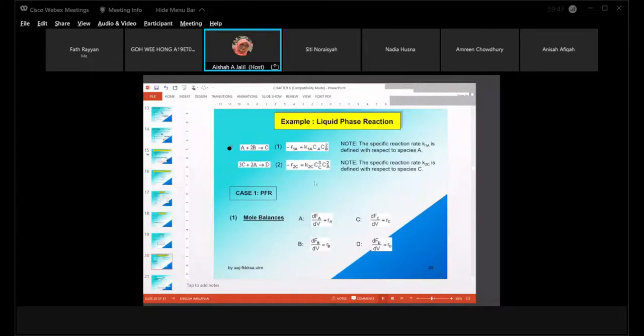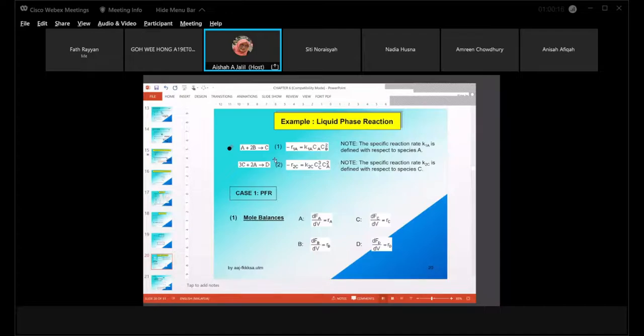For example, okay? You have an example of a liquid phase reaction. You have liquid phase reactions, and the equation for reaction 1 is like this: A plus 2B equals C. And then they gave you the negative r1A equal this one. The specific reaction rate k1A is defined with respect to species A.